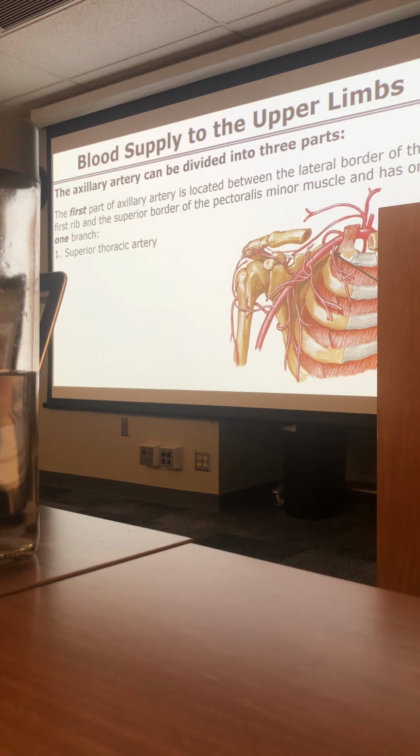So if we look at our axillary artery, it is split into 3 divisions. Okay, our first division or our first part has one branch, and that branch is the superior thoracic artery. And it's traveling right here to the superior thoracic cage or wall. Okay.